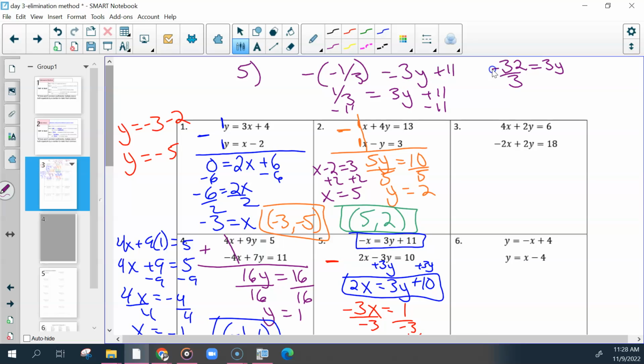And then to get y by itself, you could do one of two things. Either divide both sides by 3, but you already have a fraction, so you're going to be dividing twice, really. Or you could flip the 3, change it to the reciprocal, and multiply that on both sides. What would your y value be?